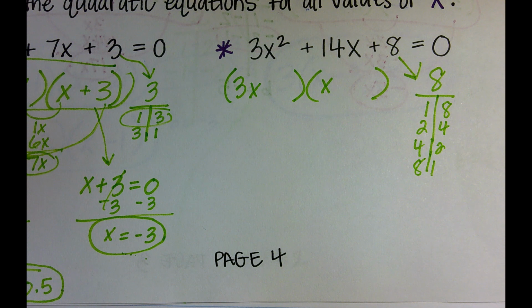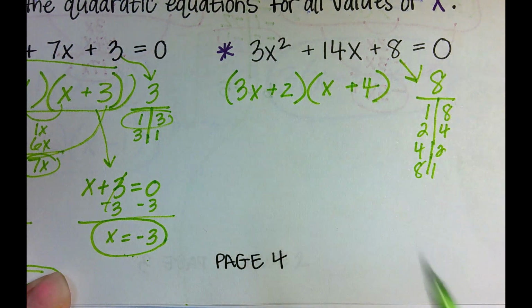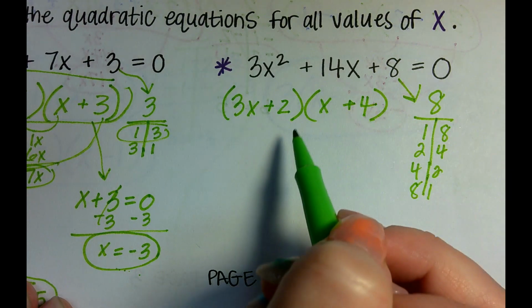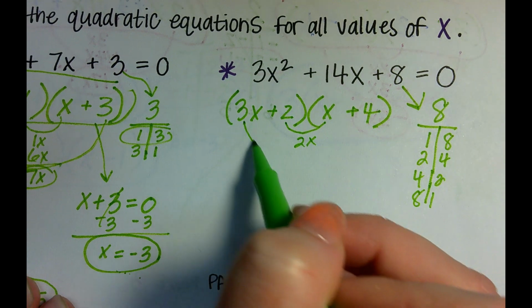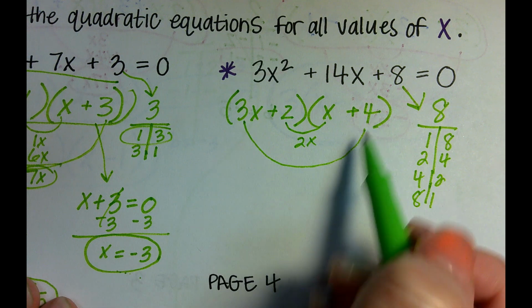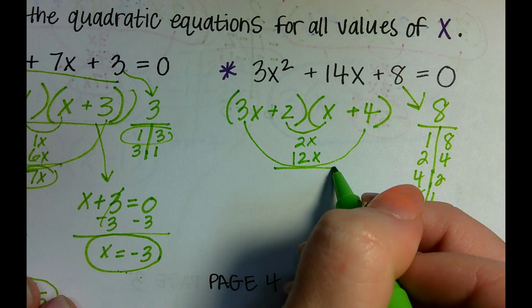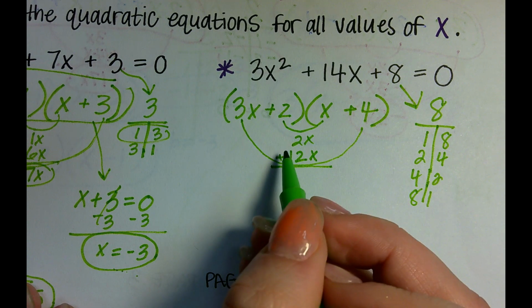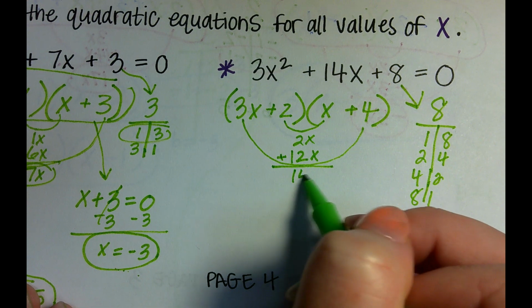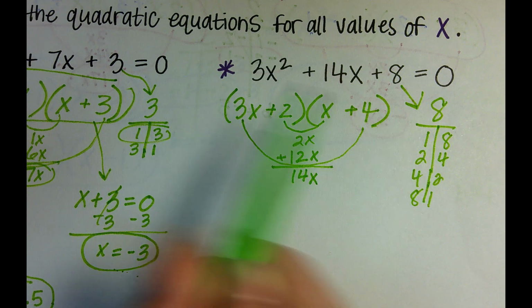Which one do we want to try? 2 and 4. Let's do it. Plus 2 plus 4. Okay. 2 times x is 2x. 3 times 4 is 12x. And sure enough, 12x plus 2x is 14x. So these are our factor pairs. This is correct.